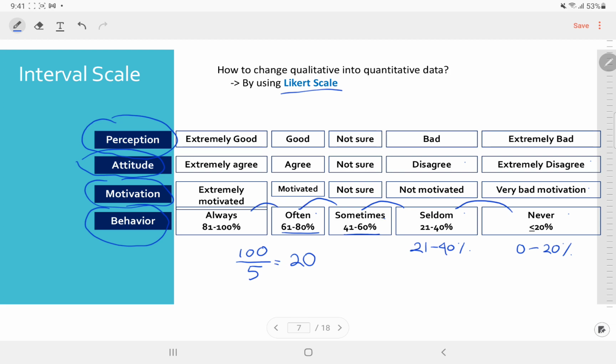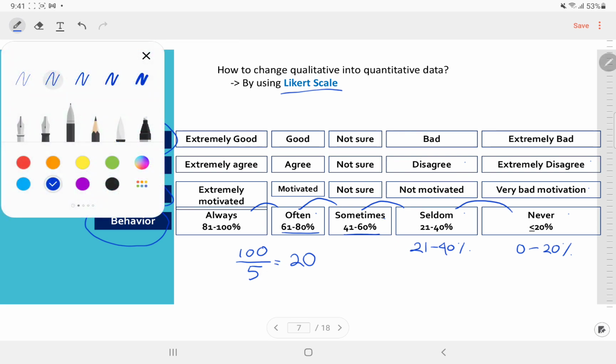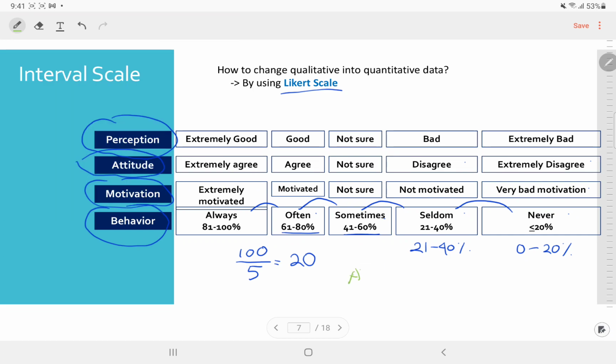Okay? And on different occasions, for example, if you just have 4 options, for example, only always, often, seldom, and never. So we just omit the sometimes, for example. So please divide 100 by 4. It means that the interval will be 25. Okay, so it's very easy.